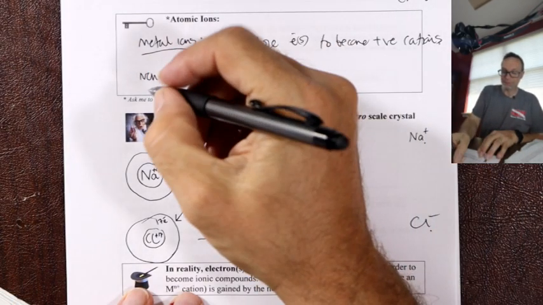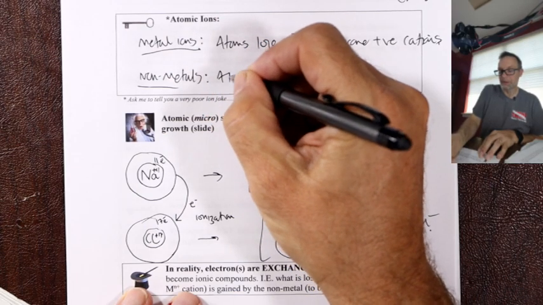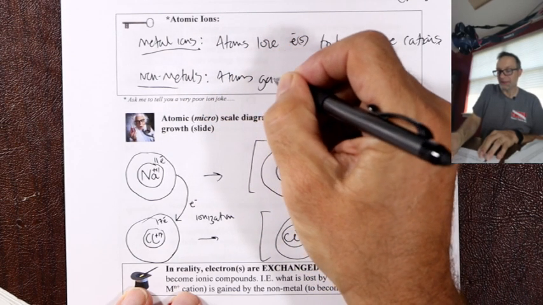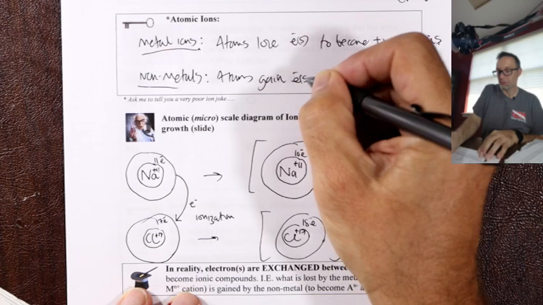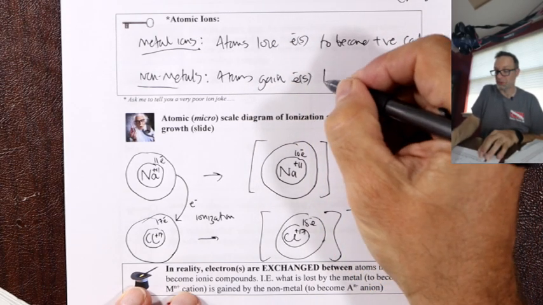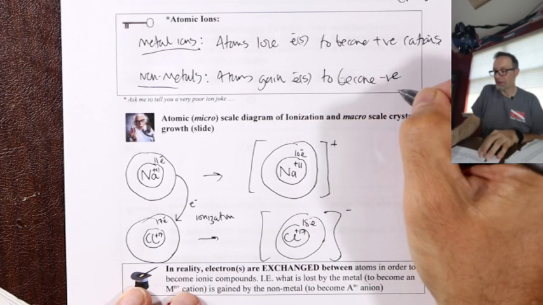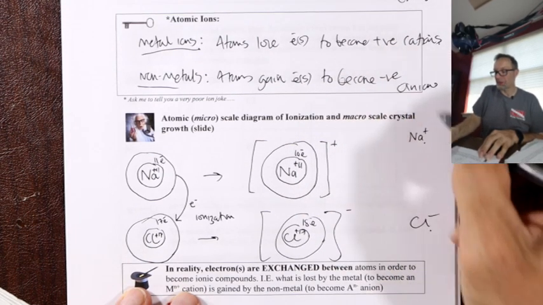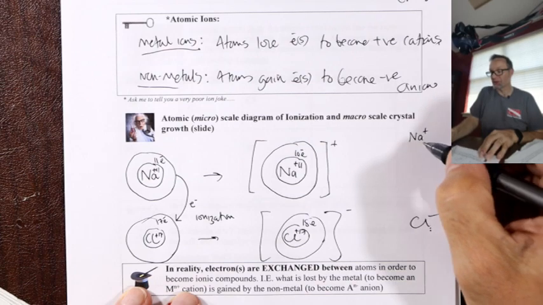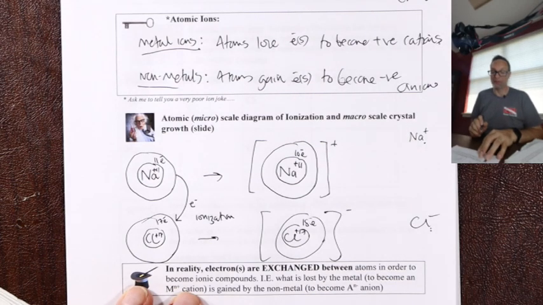So non-metals, atoms gain electrons. Some will gain 1, 2, possibly 3. We'll talk about more in a second. To become negative anions. So it's the chloride anion, sodium cation. Hopefully that makes sense.